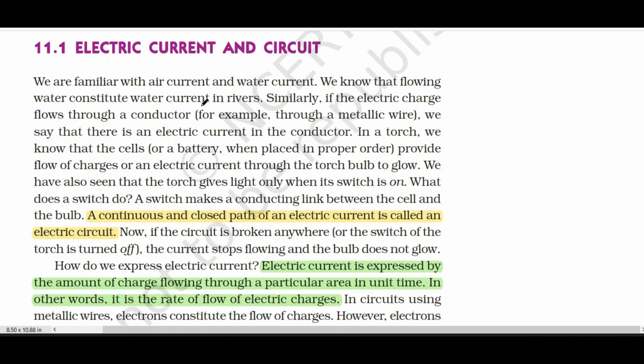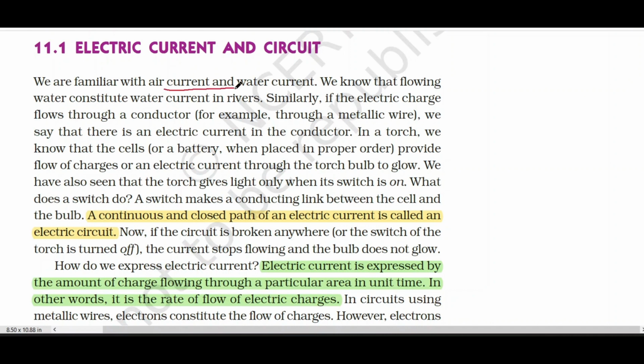In a torch, we know that the cells or a battery, when placed in proper order, provide flow of charges or an electric current through the torch bulb to glow. We have also seen that the torch gives light only when it switches on. What does the switch do? So let's learn what has been said so far.